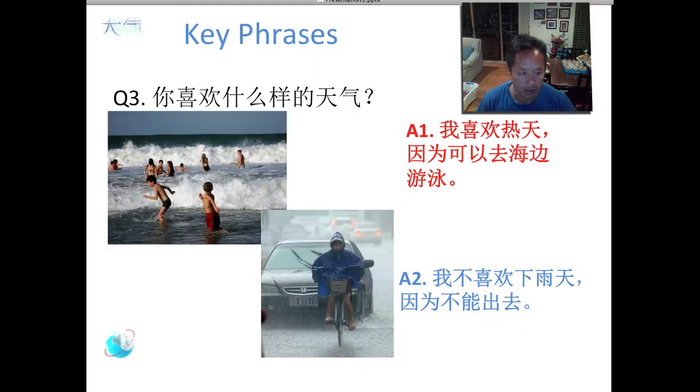I'll just highlight a couple of parts here. When we're looking at the main bits, 因为 is because, 可以去 and there's a place word here, P for place, 游泳 an activity. So 因为 is the main phrase, joining clause here, because. So: I like hot days because you can go to the beach to swim.